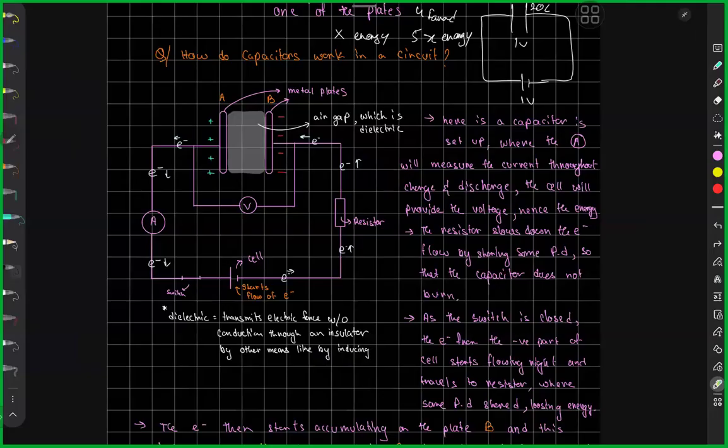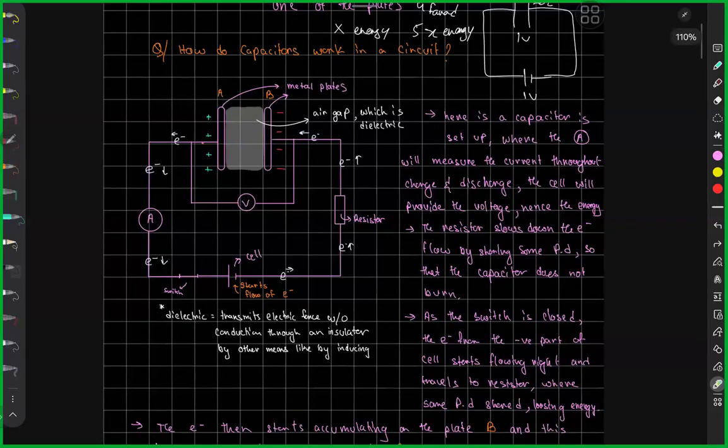What do these electrons do? So they are basically now flowing to the other side. Typically, if you had this part connected, what would happen? Electrons would keep flowing and complete the circuit. But we have a blank space over here.